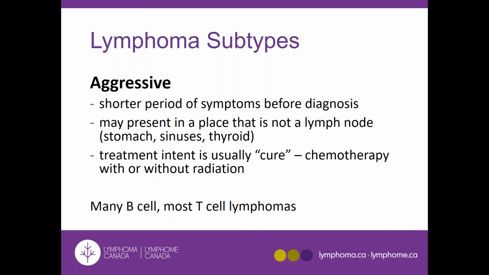Many of these are B-cell lymphomas, and most of the T-cell lymphomas, and I'll define these a little bit more in the following slides, would be classified as aggressive lymphomas.